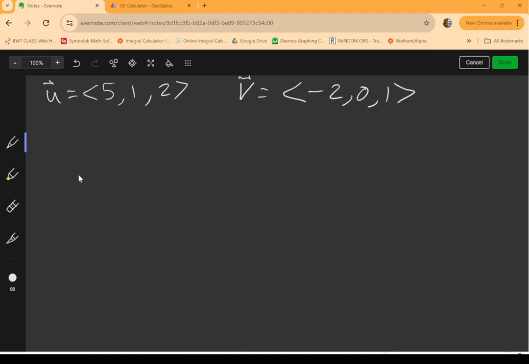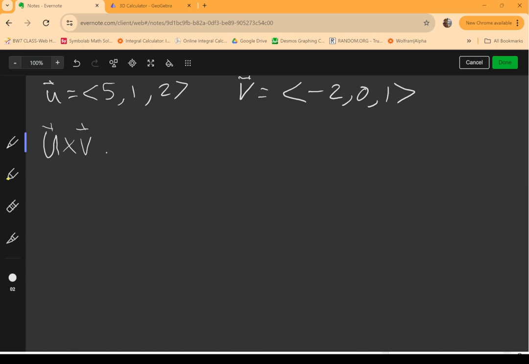Okay, so let's take a look at this example, which we did in the previous video, where I want to find the cross product, u cross v. But I'm going to take a different approach. The one thing about the definition is that it can be a bit confusing trying to memorize the subscripts of each one of those terms.